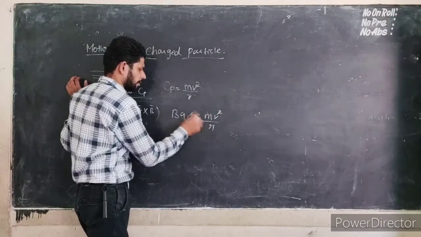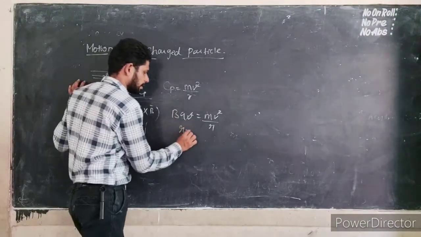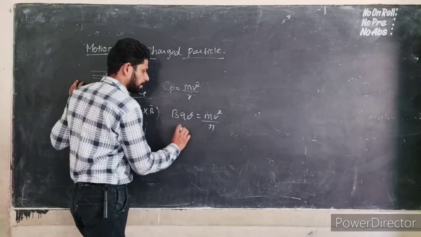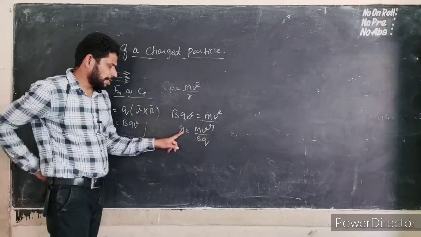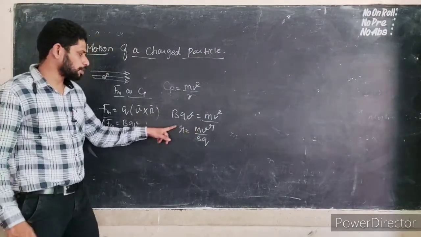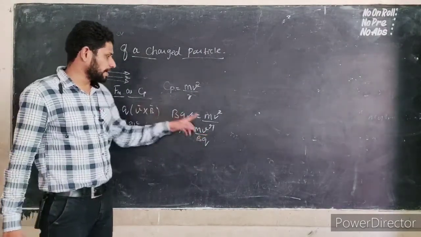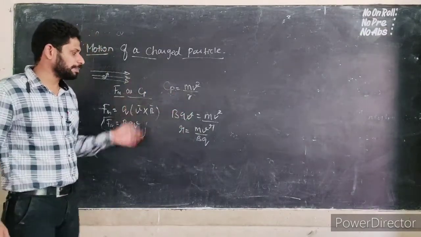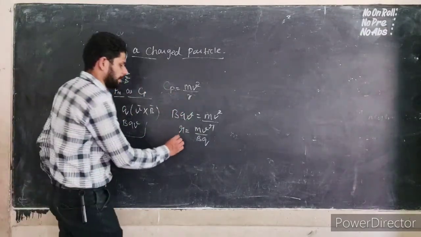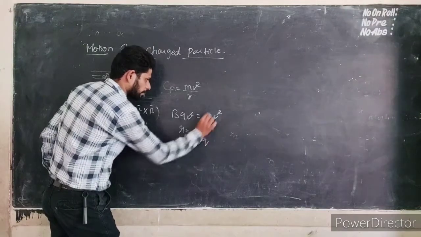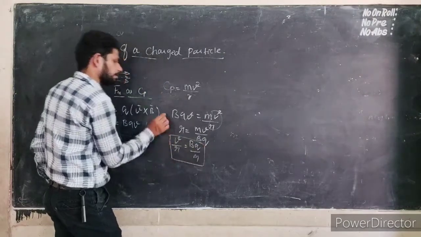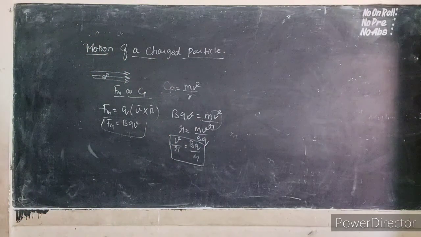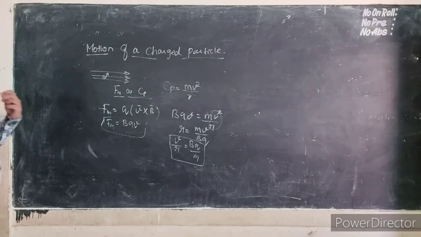R will be cancelled. From here we can define the radius of the charged particle as r = mv by qB. The radius of the particle is directly proportional to the mass and to the velocity. So whenever the velocity increases, the radius of the particle also increases. From here, v by r will be equal to qB by m. Now listen, how much distance will be covered by the particle?